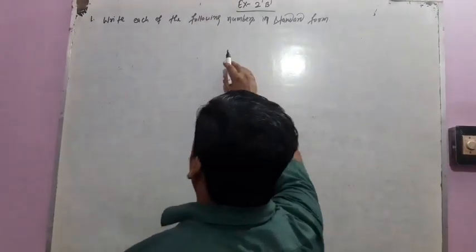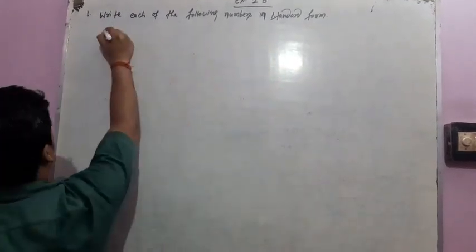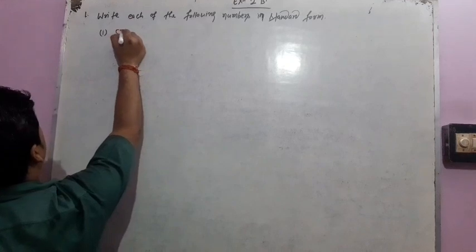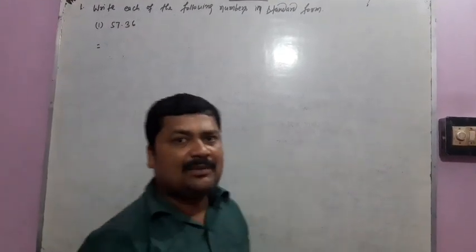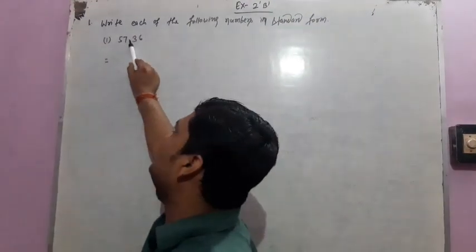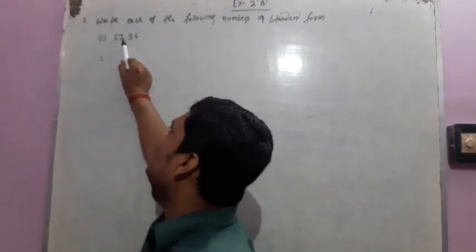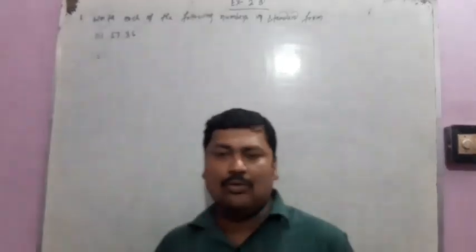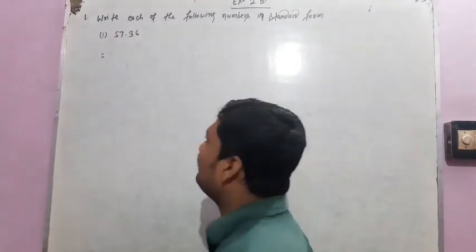Exercise 2b. The first question is: write each of the following numbers in standard form. The first number given here is 57.36. For expressing any number in its standard form, we have to put the decimal after the first digit. Now, how many digits does the decimal move towards the right? We have to write it in the form of a multiple of 10.